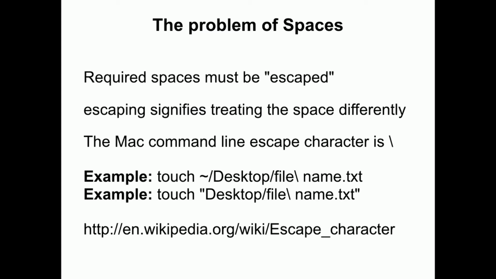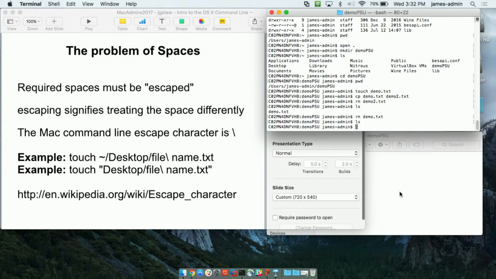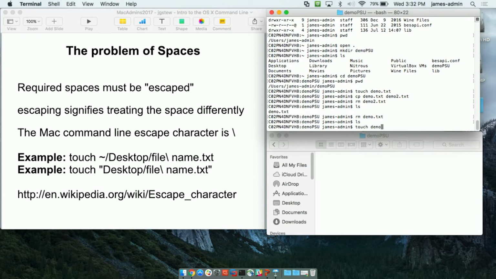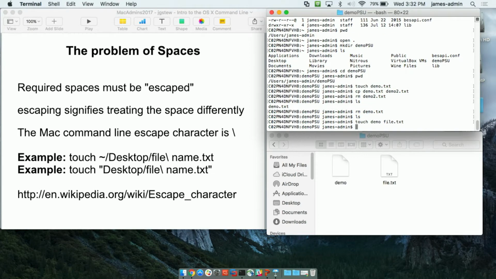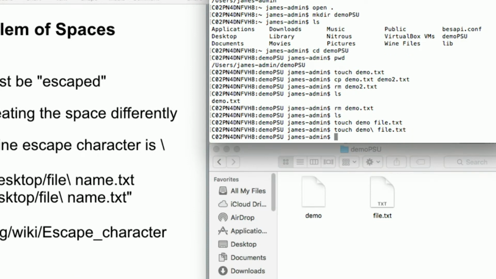So spaces. Spaces are important. If you have a file name that contains a space, you have to escape that space. Otherwise, you're going to have problems. So for instance, if I type touch demo file.txt, it's going to create a file called demo and a file called file.txt. It's going to create two files. But if I wanted it to create a file called demo space file.txt, I would have to do this. So I'm using this slash to escape the space. So now I have this file called demo space file.txt.